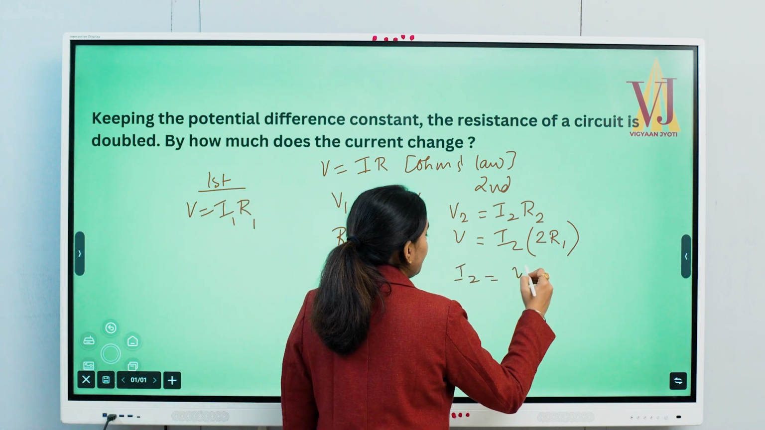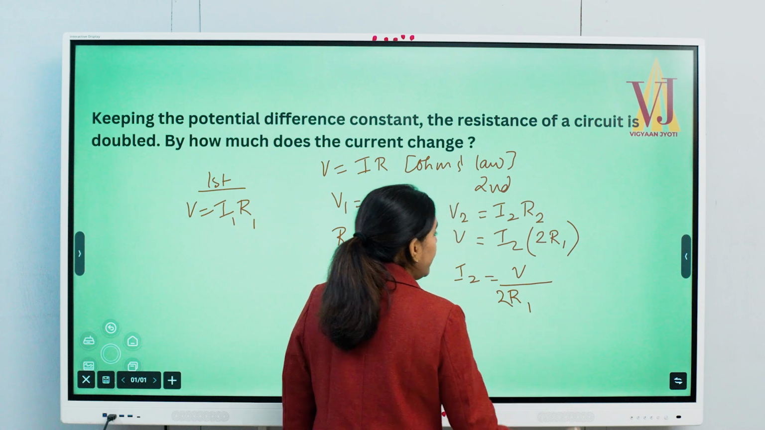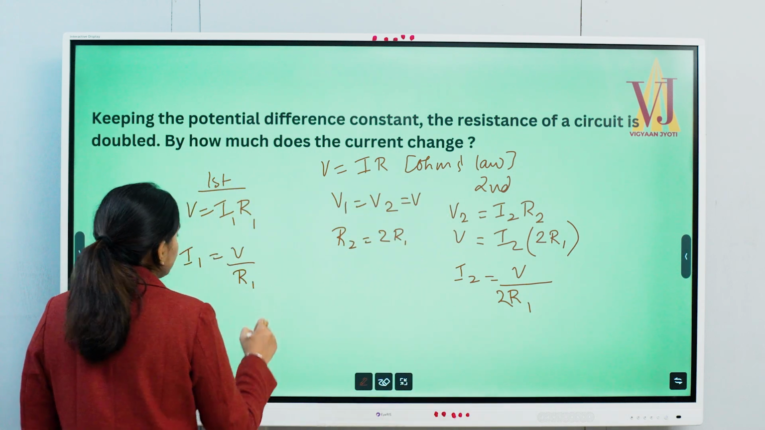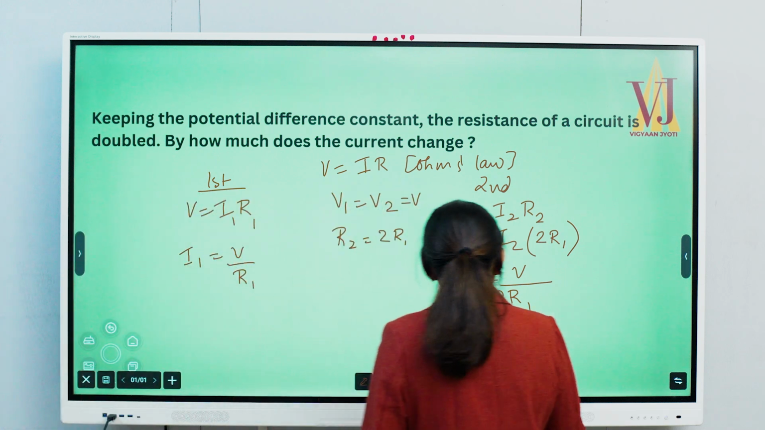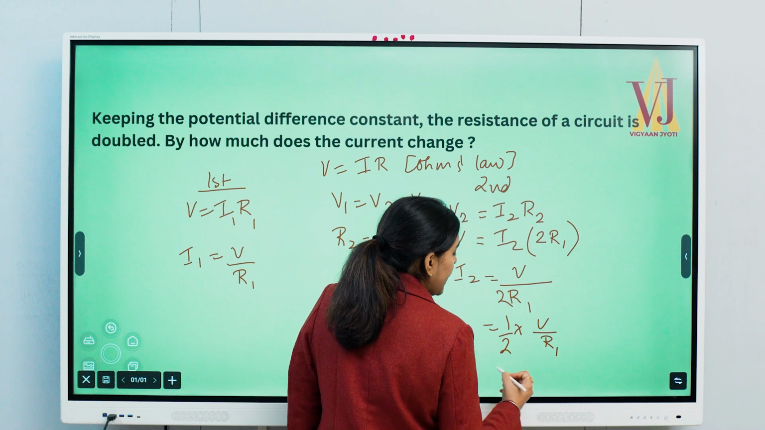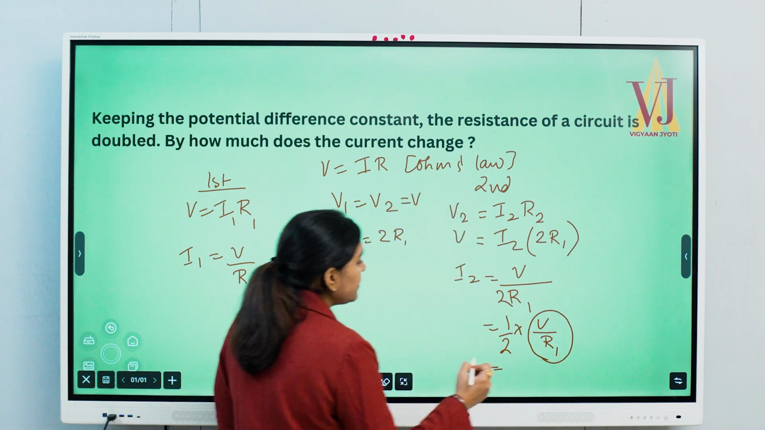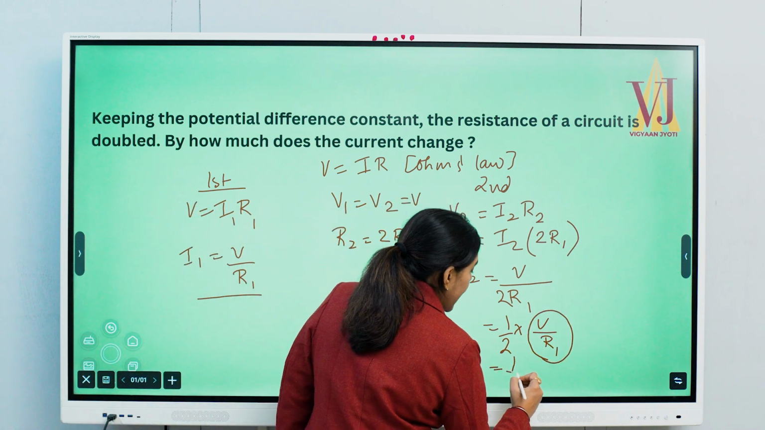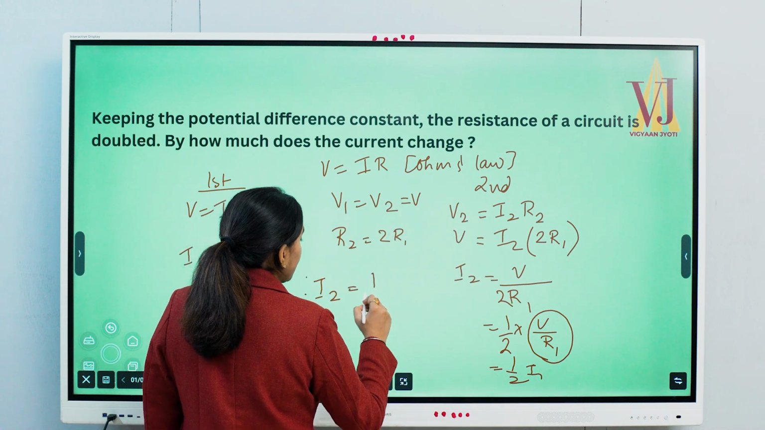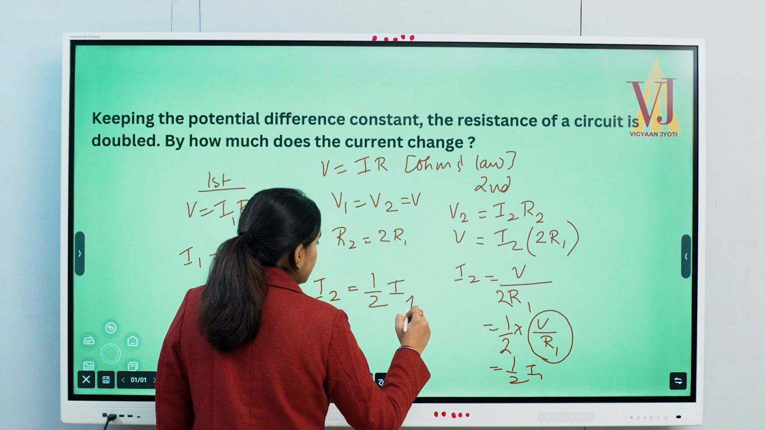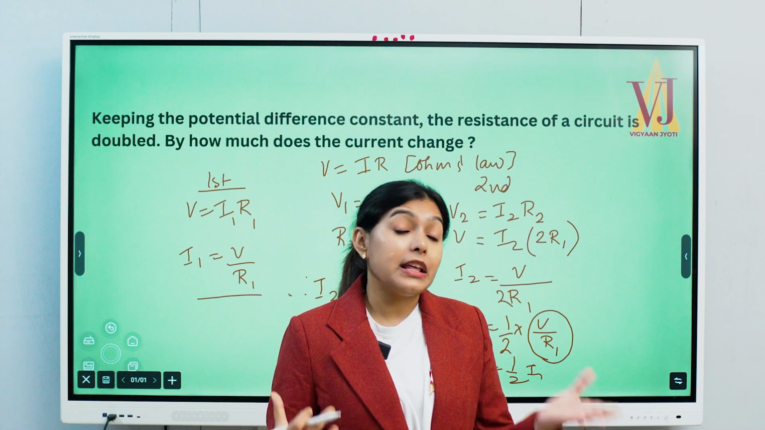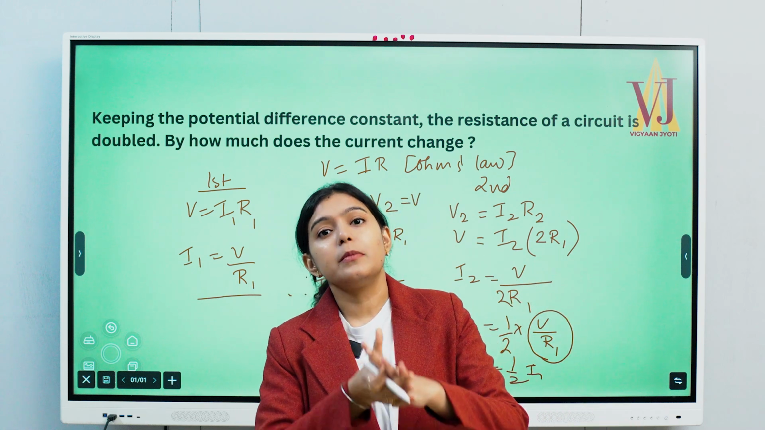So I2 is equal to V by 2R1. Now from here, I1 is equal to V by R1. If you segregate them, that is half into V by R1, and we can replace this V by R1 as I1. That means half of I1. So therefore, my new current will be half of my old current. Why? Because my resistance has been doubled. Definitely if your resistance is doubled, current will decrease, it will be halved.